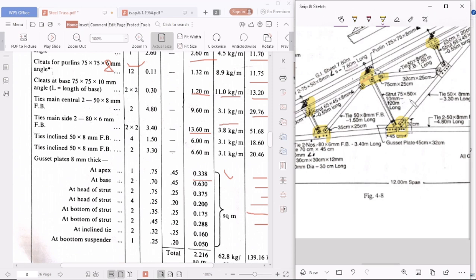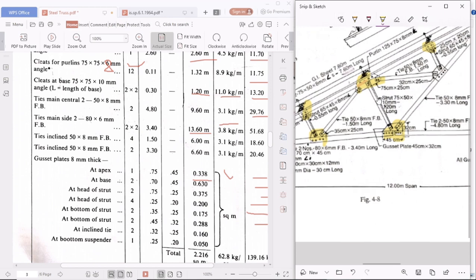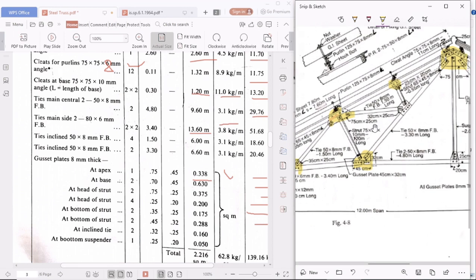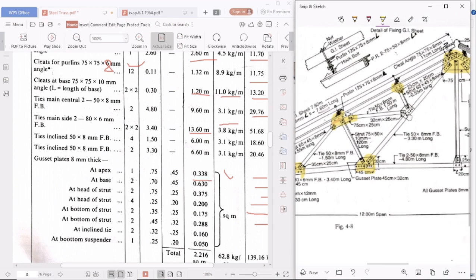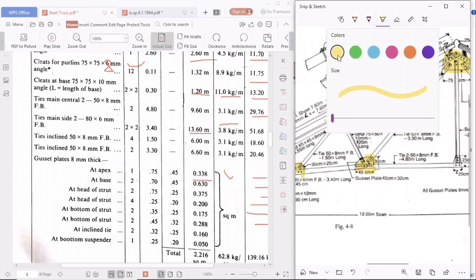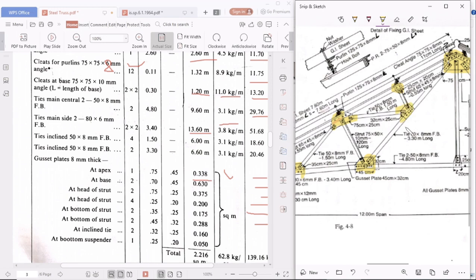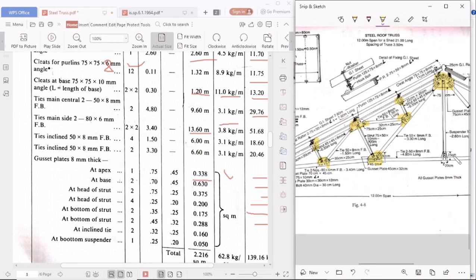Okay, now what you have at the inclined tie. Okay, at the inclined tie, see here, so the 32 into 0.25. See this one, inclined tie. So all the gusset plates, no, here one gusset plate is there at the suspender, that is 20 into 25, 20 into 25. So take it down.